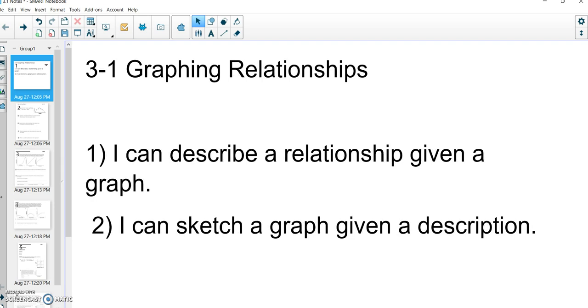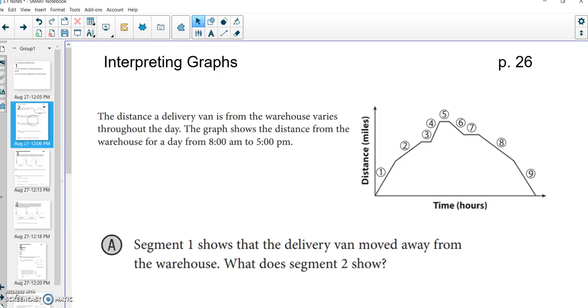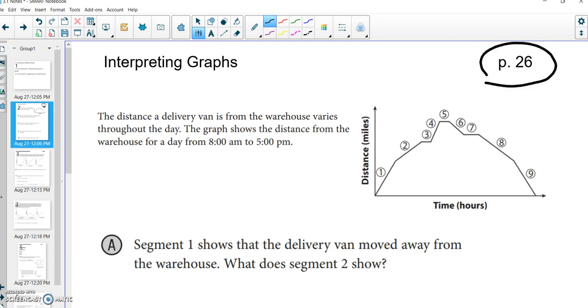Today we're going to look at Module 3, Lesson 1, Graphing Relationships. After this lesson, you should be able to describe a relationship given a graph, and then sketch a graph given a description. So if we look at the first example here for interpreting graphs, I do believe this should be page 26 in your notebook.